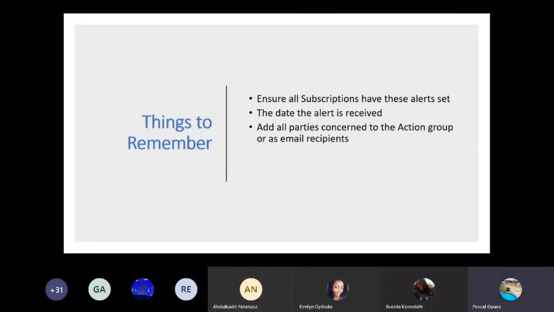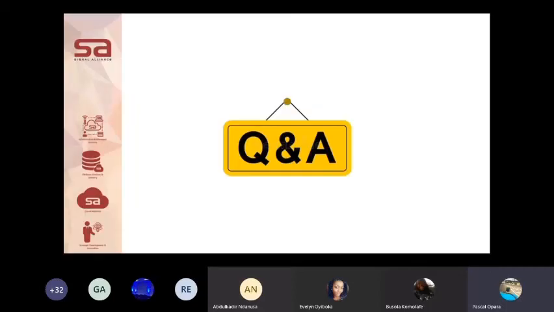Add all parties concerned to the action group or as email recipients, so that these people can get the alerts on time. And accountable grouping, by placing managers on these resources, so that you know who is maybe using this, so that you can ask questions and be able to justify why these applications are running, and the charges that they're accumulating. All right, so at this point now, I can take questions.